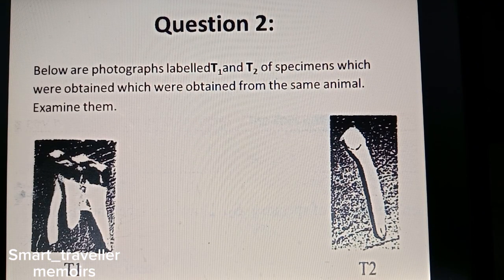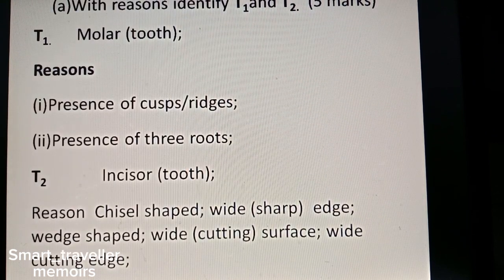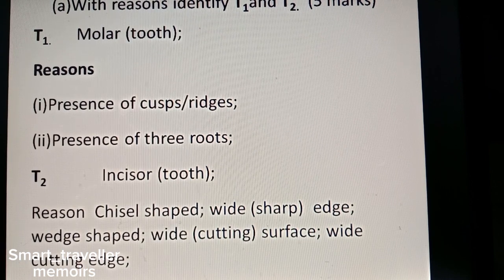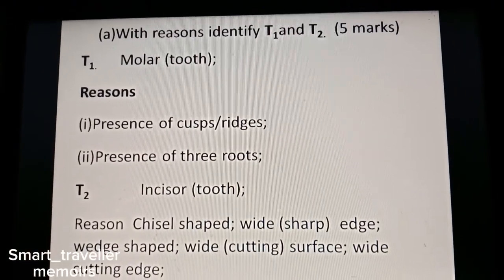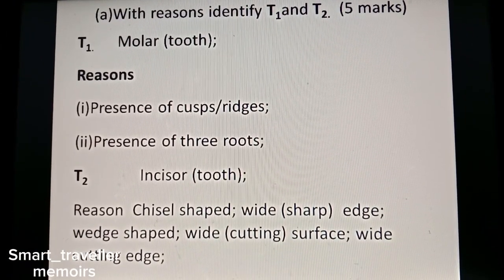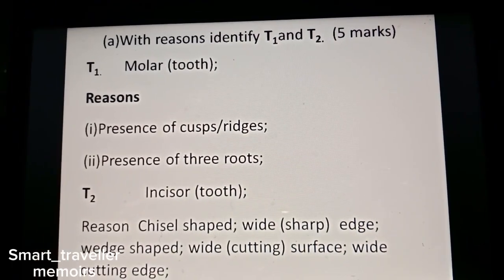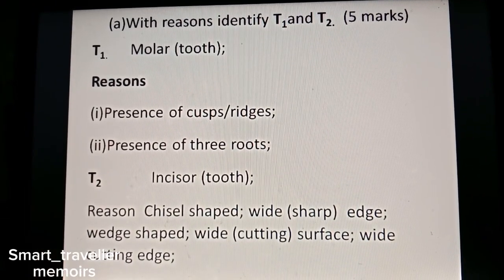Question 2. Below are photographs labeled T1, T2 of specimens which were obtained from the same animal. Examine them. That is, T1 and T2 are from the same animal. Okay. I'm trying to adjust this so that you see everything. With reasons, identify T1 and T2, 5 marks.